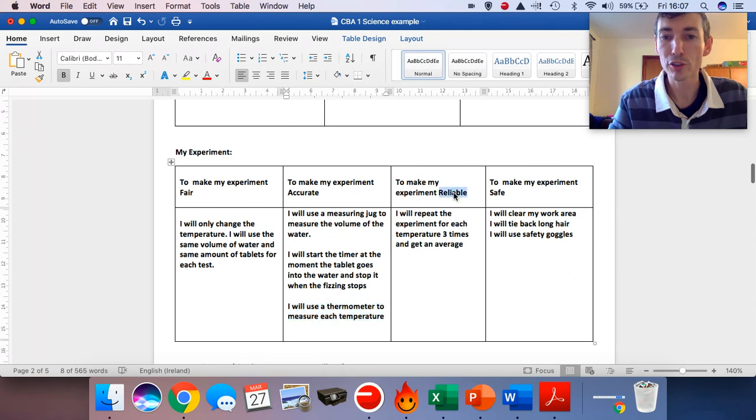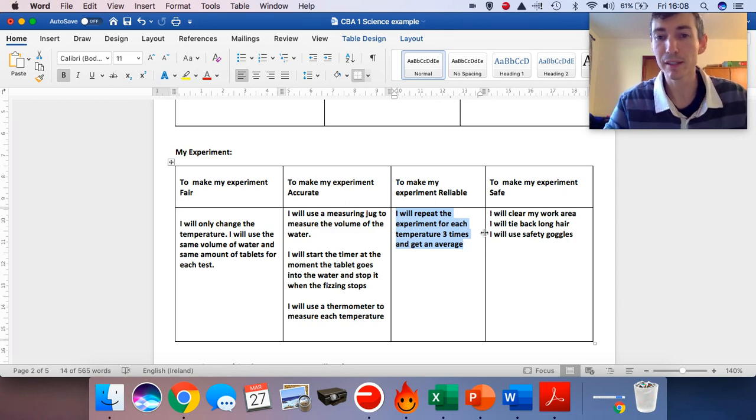Now, how are you going to make your experiment reliable? This is practically going to be the same for all of your CBAs. You're going to say, I will repeat the experiment for each temperature or each time. You're going to repeat it 3 times and get an average.